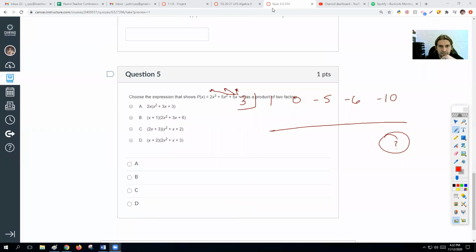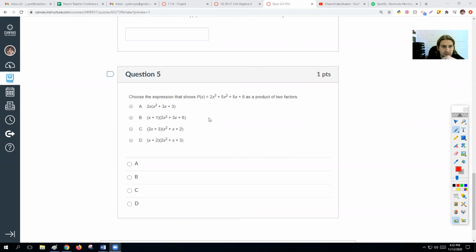All right, next problem here, it says choose the expression that has 2 factors. So what we're going to do to see here, we have 3 potential divisors. Now divisors are when we have a 0 remainder. So we've got x plus 1, 2x plus 3, or x plus 2. We also could have a 2x, but we're going to cancel it out because 6 does not even have an x, so we can't even factor out a 2x.